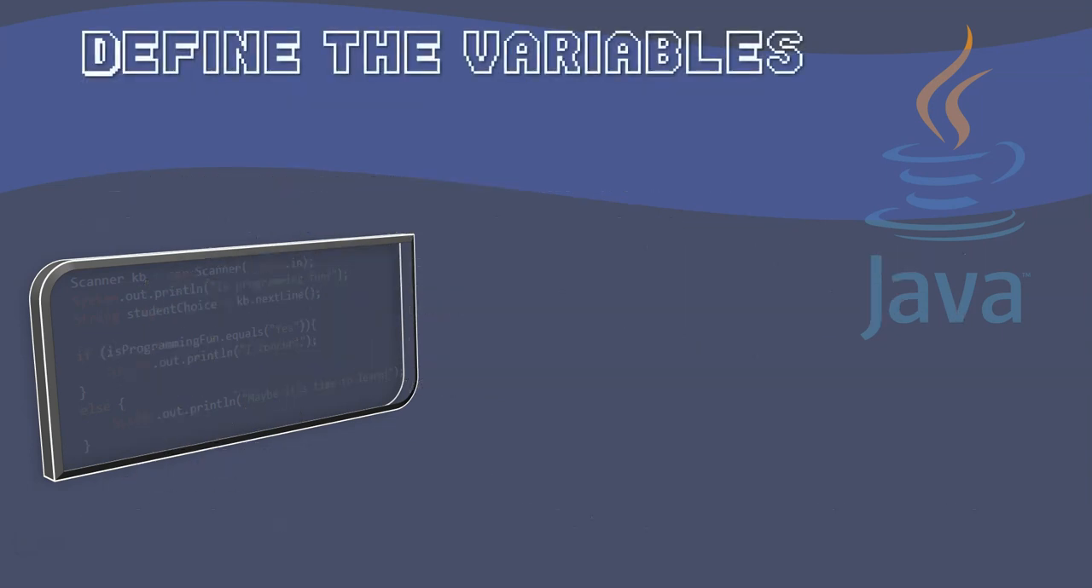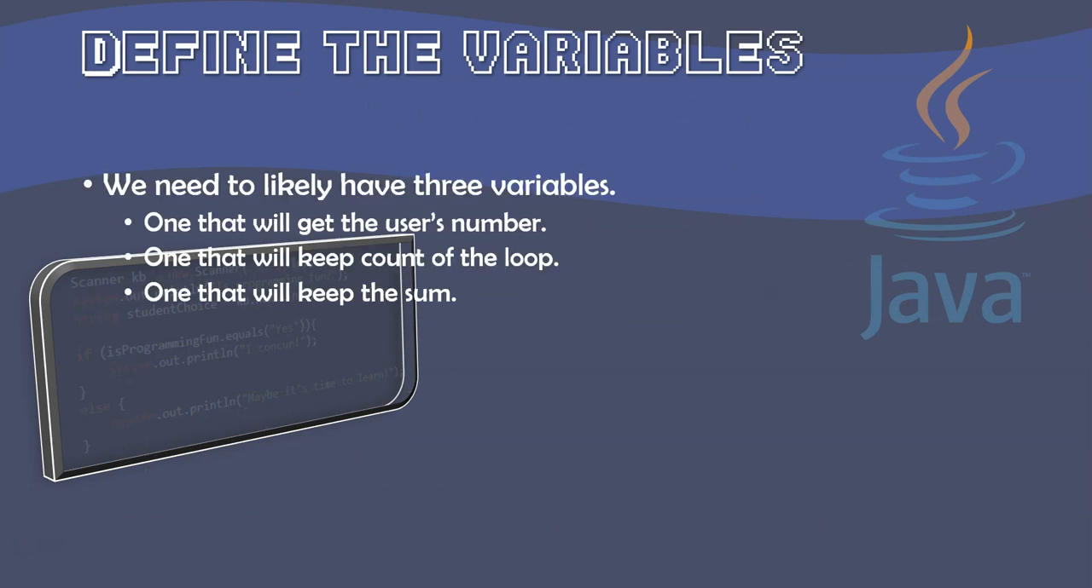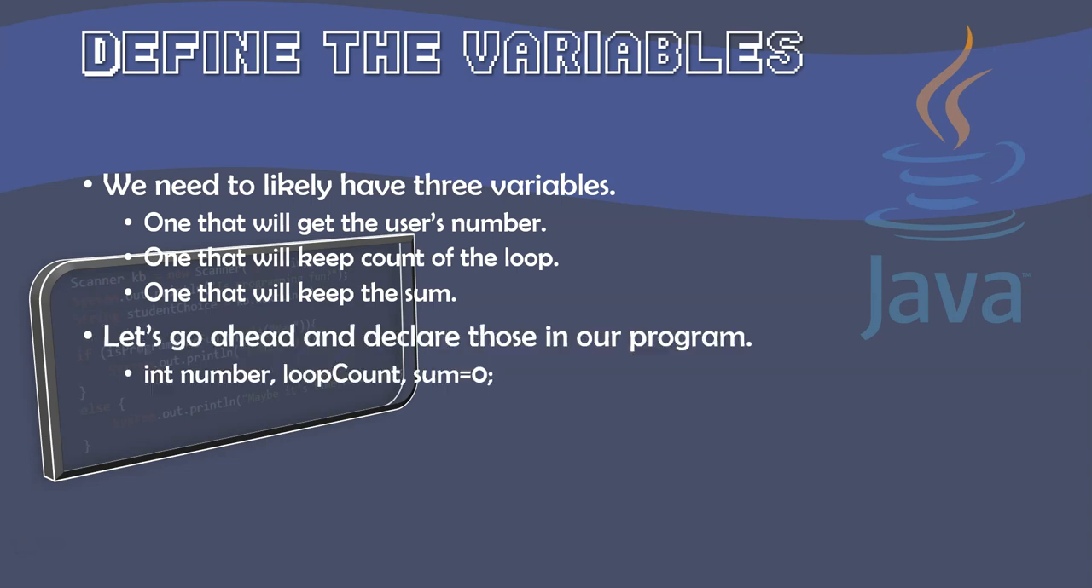Let's first start with the first one, which is defining the variables. When we look at the variables here, we're probably going to have about 3 of them. One that's going to get the user's number for the upper bound, one that's going to keep track of the count of the loop, and one that's going to keep track of the sum. So let's go ahead and declare those in our program. Let's use int number, a loop count, and sum equals 0.